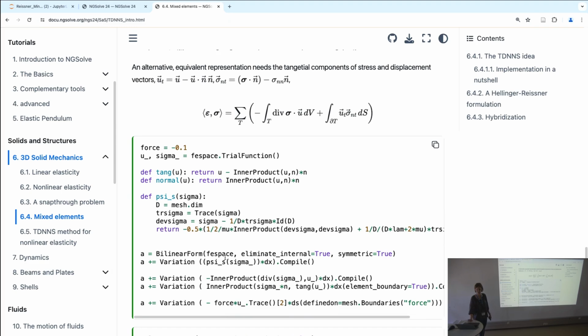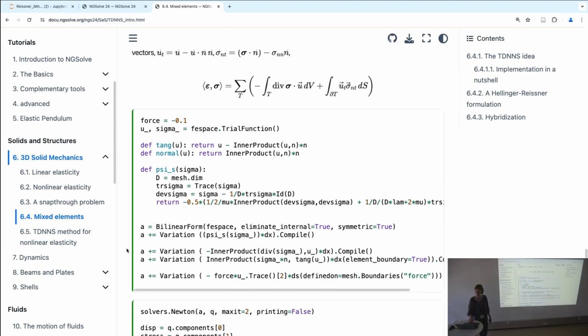And now I think I should hand over to Michael to have some structural mechanics.